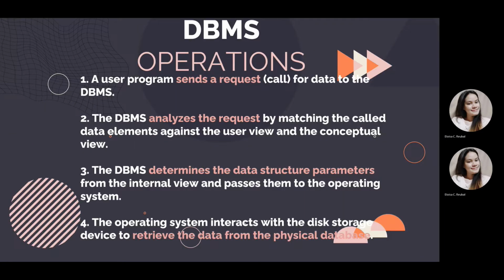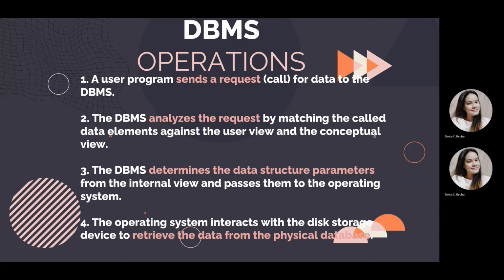So the first step in DBMS operation is when a user program sends a request or call for data to the DBMS. The call is written in a special data manipulation language that is embedded in the user program. Then the DBMS analyzes the request by matching the called data elements against the user view and the conceptual view. If the data request matches, it is authorized and processing proceeds to step 3. If it does not match the views, access is denied.